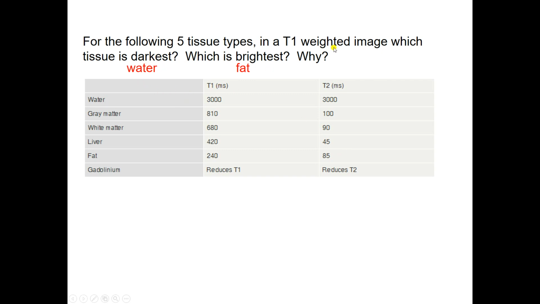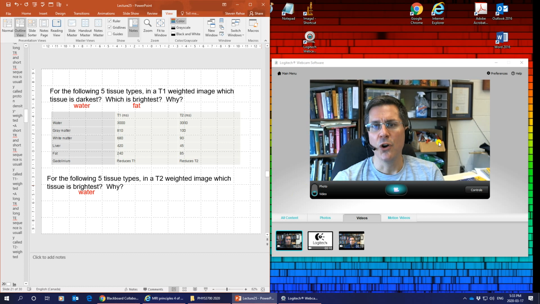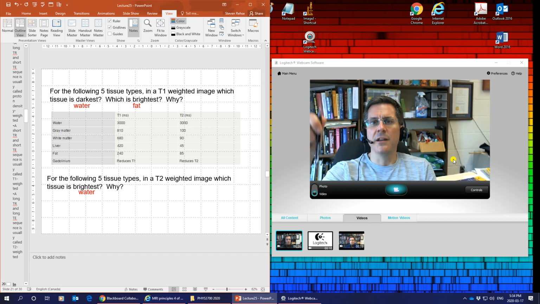All right, I know that's hard to understand, but really try to think about that. In a T1 weighted image, when T1 is long, it has to be dark. And when T1 is short, it has to be bright. And that's because the things have not had a chance to recover yet.